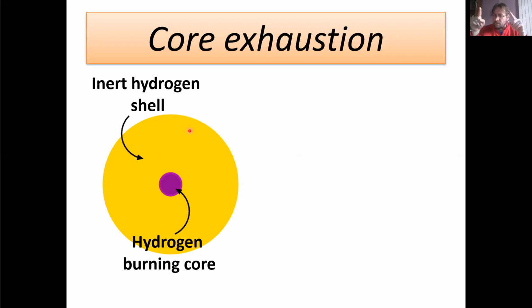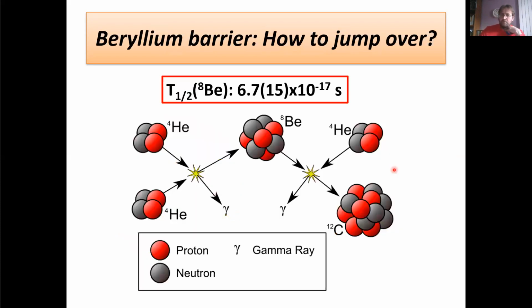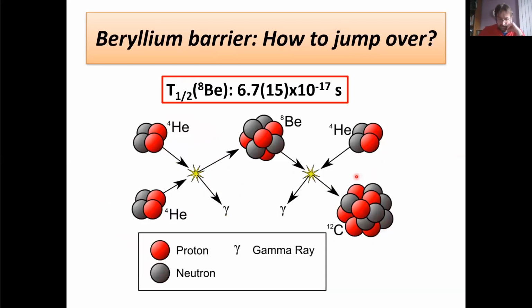The heavy stuff will slowly but surely migrate towards the center and form there an enriched helium core that is very likely not burning anymore. But in the shell around, we still have this hydrogen burning. And burn basically this helium. But now we have seen the problem.